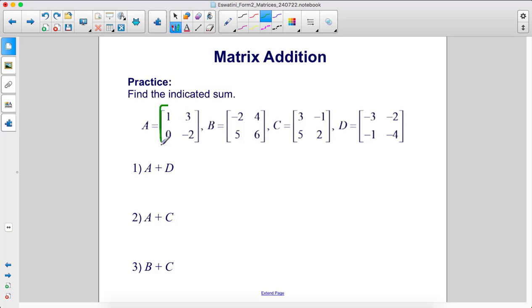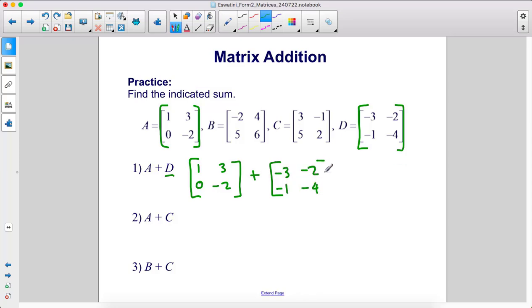So we're going to take this matrix. So that is 1, 0, 3, negative 2. And we're going to add D, which is this matrix. That's going to be negative 3, negative 1, negative 2, negative 4.